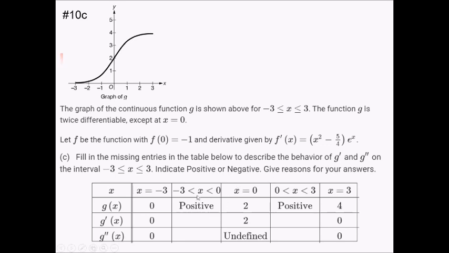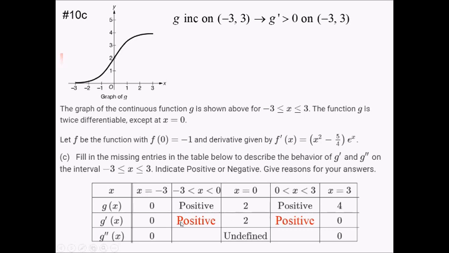Now g prime is talking about the slope of the g graph. And g, we notice, is increasing on the whole interval from -3 to +3. Therefore, g prime is going to be positive across that whole interval. So we can put positive and positive in both of those intervals.